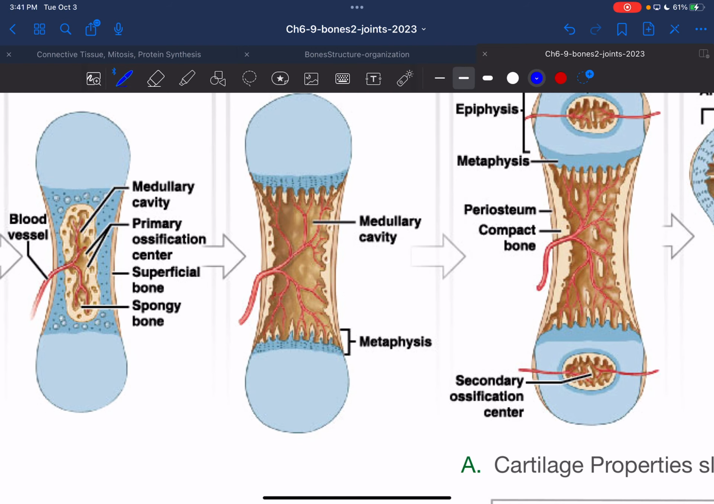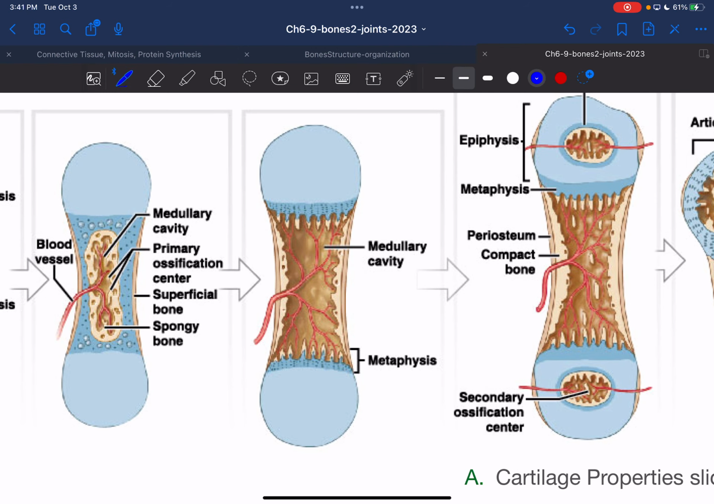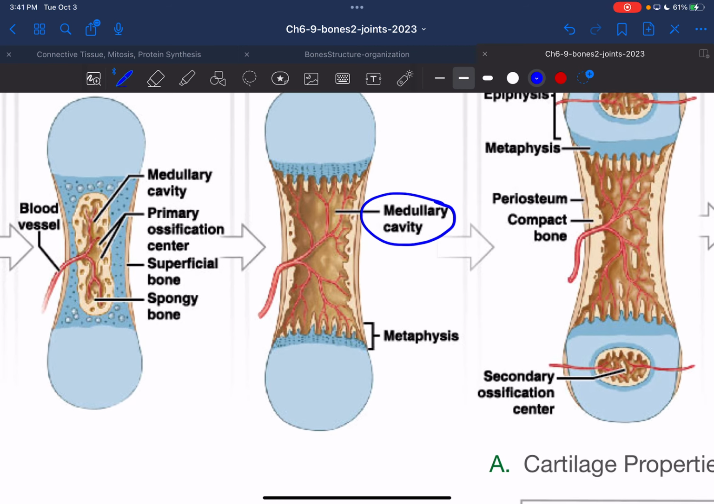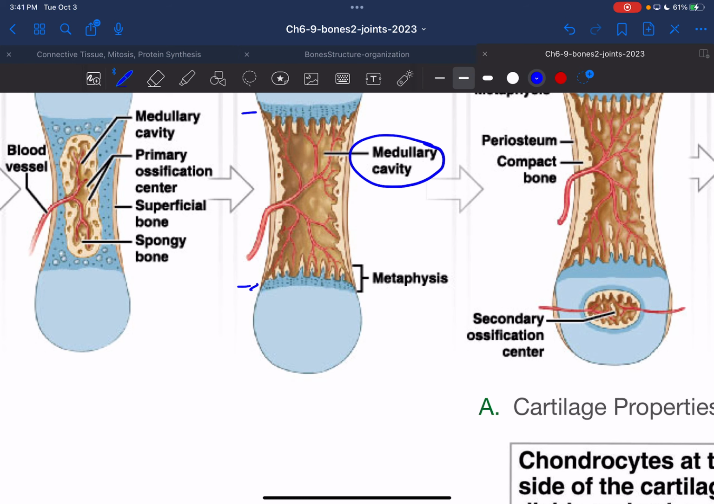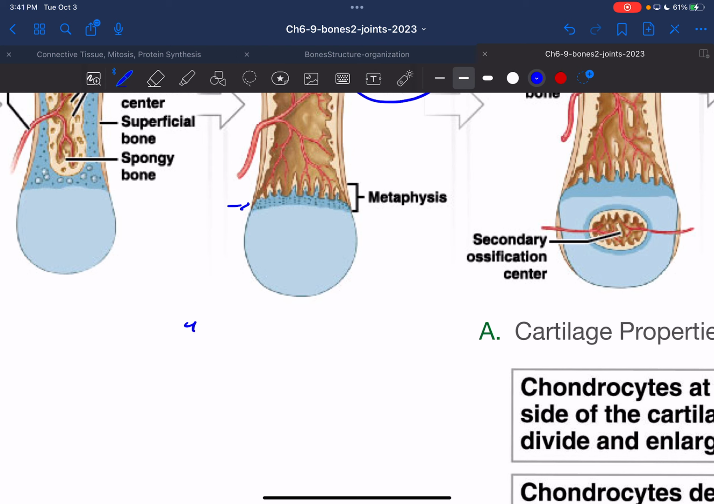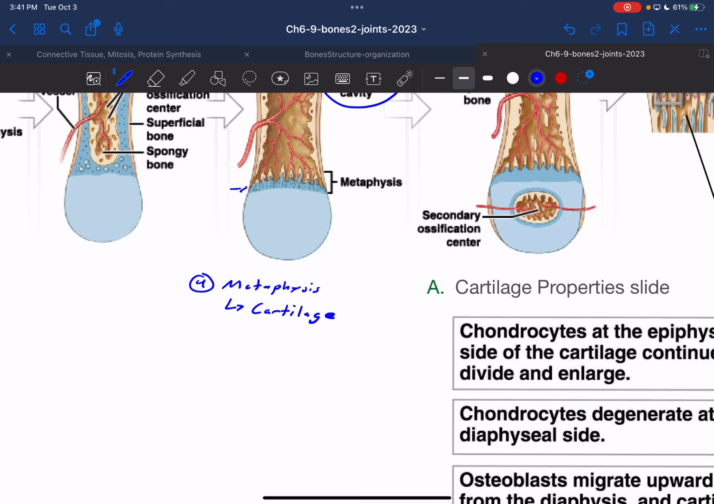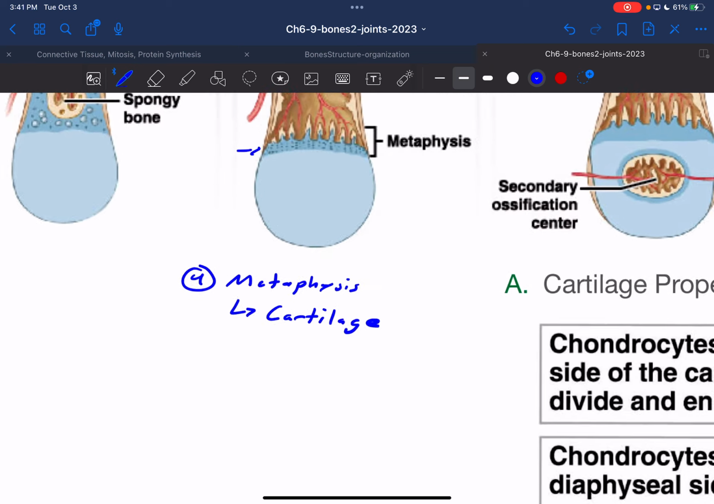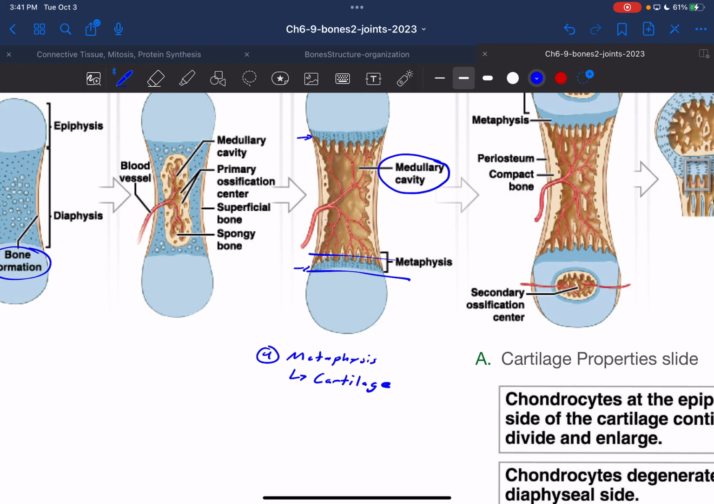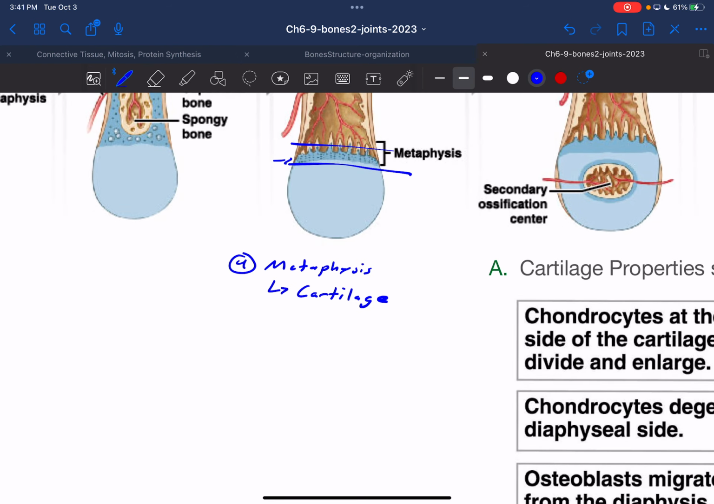And as we look further, you can see that the full medullary cavity has finally formed, and then you can see that our metaphyses has started to create a boundary. And so we're going to list number 4, metaphyses, and then I'm going to put cartilage. And so this creates the boundary between the two. And so this is where your metaphyses is formed.